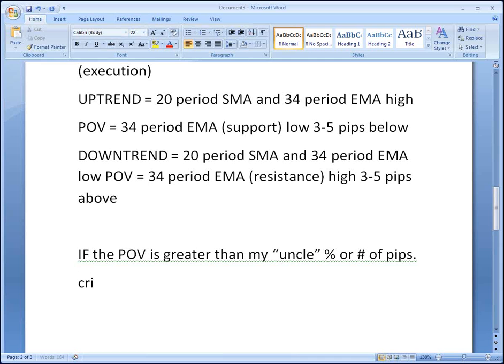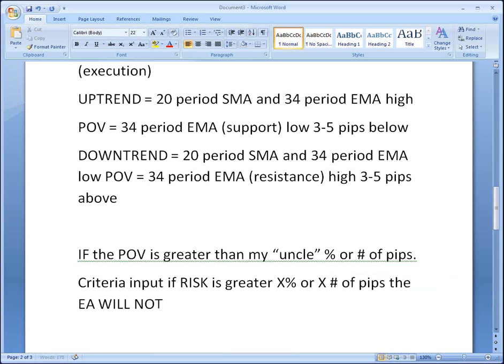So again, that's another criteria that we can input. If the risk is greater than, you know, X number, X percentage, or X number of pips, the EA will not fire off the trade. Okay.